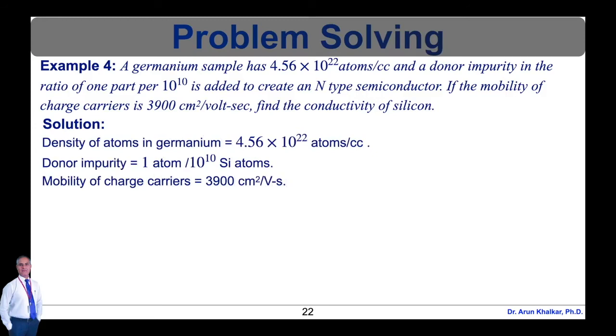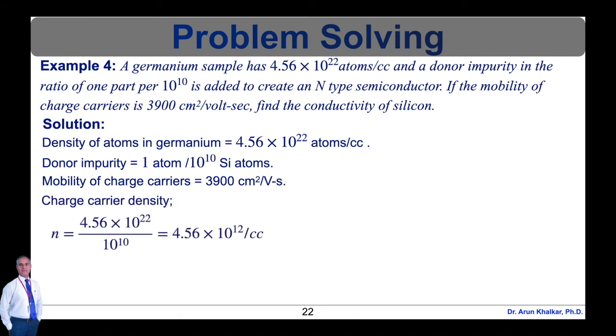First of all, the density of atoms in germanium is 4.56 × 10^22 atoms per cc, so this value is already given. Therefore, the donor impurity is equal to 1 atom per 10^10 atoms. The mobility of charge carriers is equal to 3900 cm²/V·s. Therefore, the charge carrier density, that is small n, is equal to 4.56 × 10^22 divided by the donor impurity 10^10, so that is equal to 4.56 × 10^12 per cc.